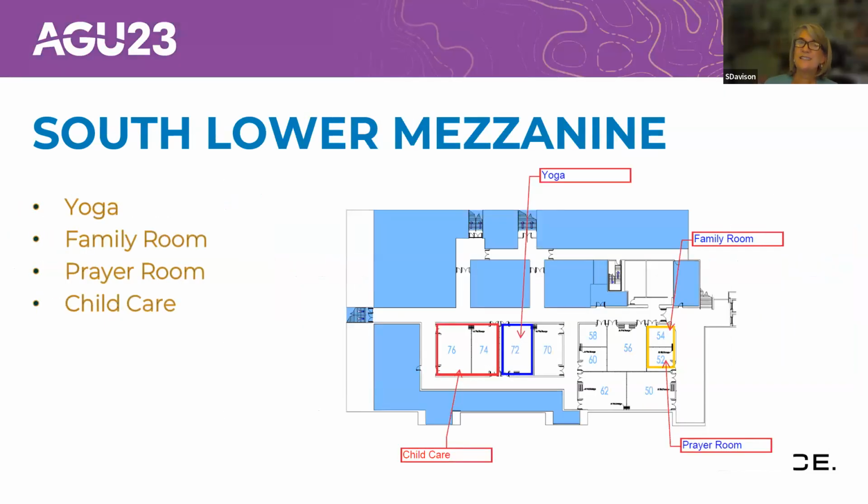And then we go to the South lower mezzanine. This is where we are bringing back childcare. So I know the last 2 years we have not had childcare, but we are working with Kitty Court this year, and we will be putting up more information on that in the next week to get people to register for the childcare. We will have the prayer room, family room, as well as yoga. We'll have a registration for the yoga, which will go live in October.